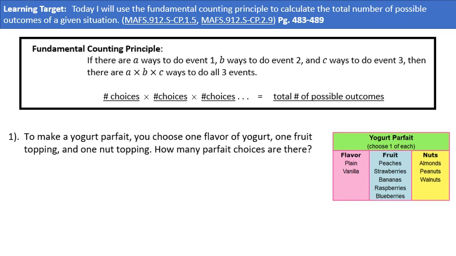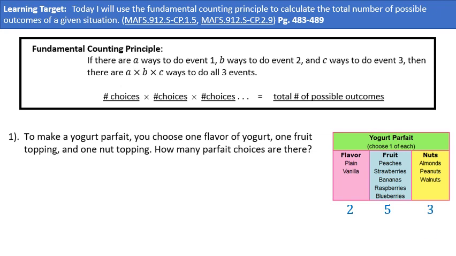To make a yogurt parfait, you choose 1 flavor of yogurt, 1 fruit topping, and 1 nut topping. The question is, how many different parfaits do you have to choose from? Let's think about what we have. We have a little graphic over here. In terms of flavors, how many options do we have? We only have 2 options, plain or vanilla. How many options do we have for our fruit topping? 5. And how many options do we have for our nut topping? 3.